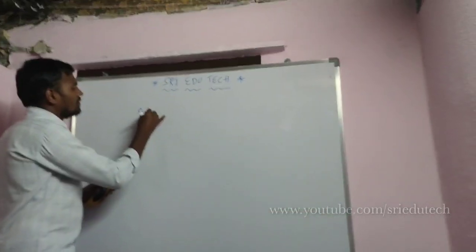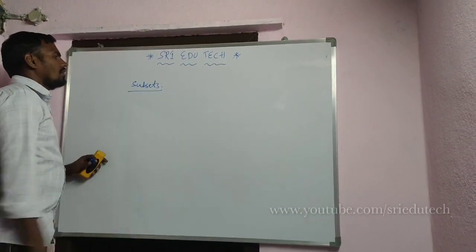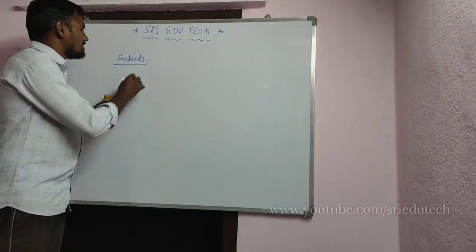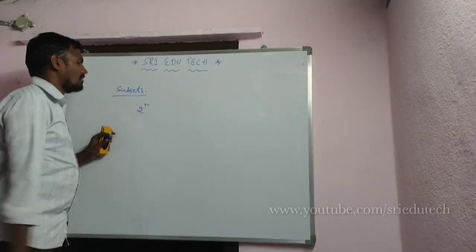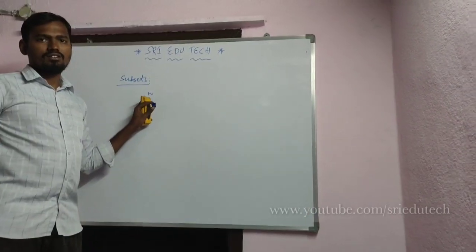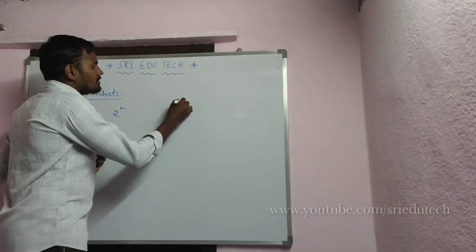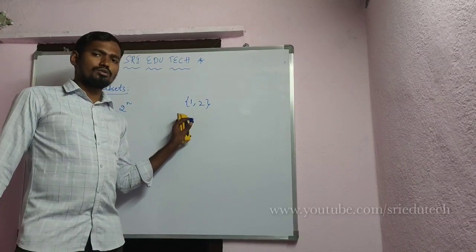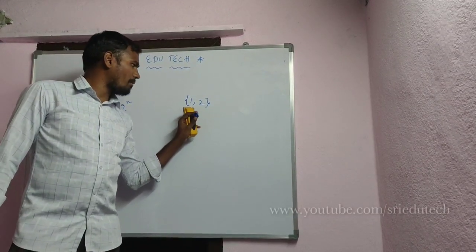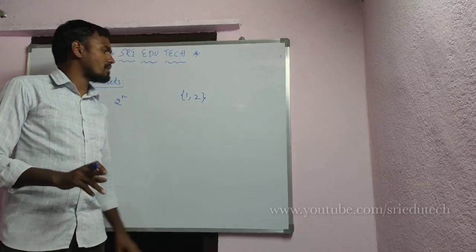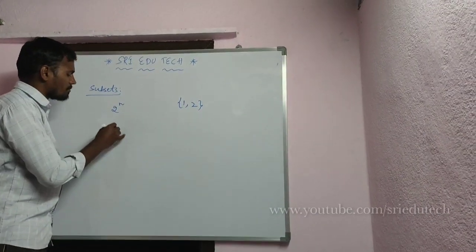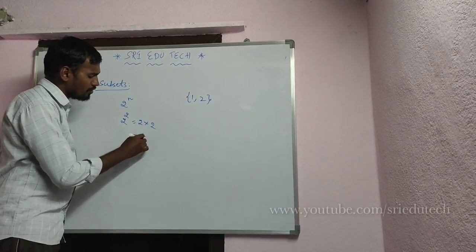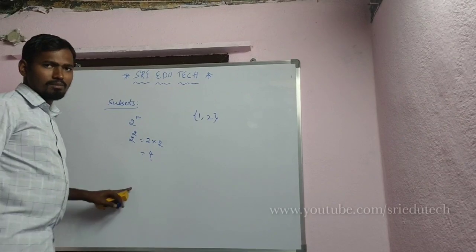Next, subset sum. See, you have one formula on the subsets topic, that is 2 power n, where n means the number of elements. See, suppose 1 comma 2. Write the subsets of 1 comma 2. Let us see how many elements are in this set. 2 elements. Substitute n is equal to 2 in this formula. 2 power 2 is equal to 2 into 2, which means 4. Right, you have 4 subsets.